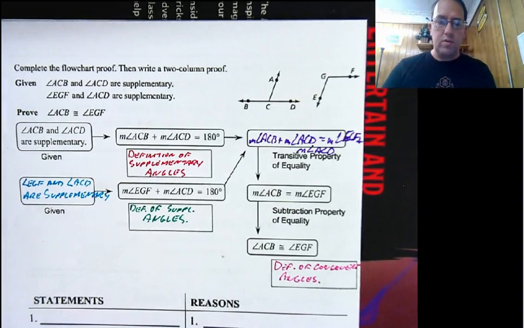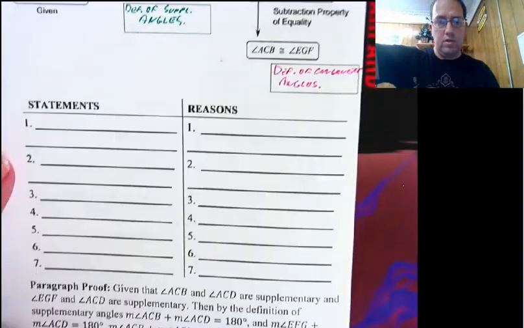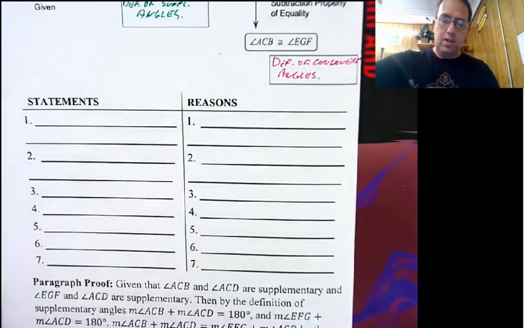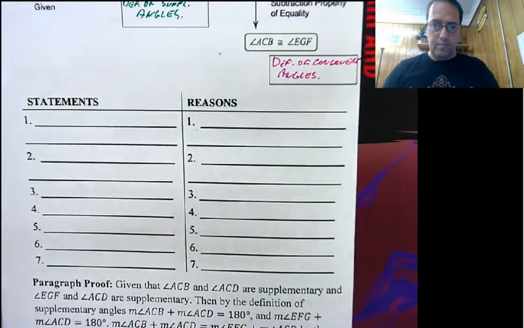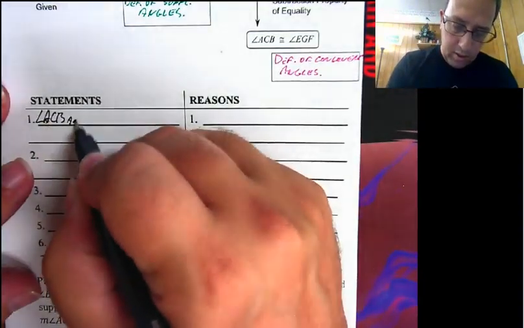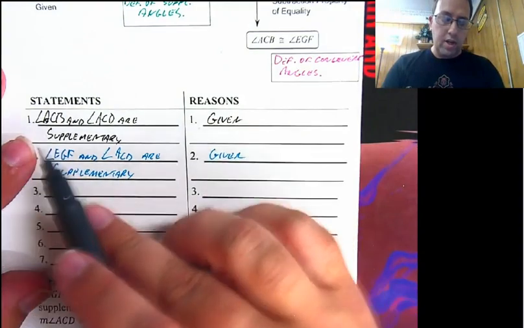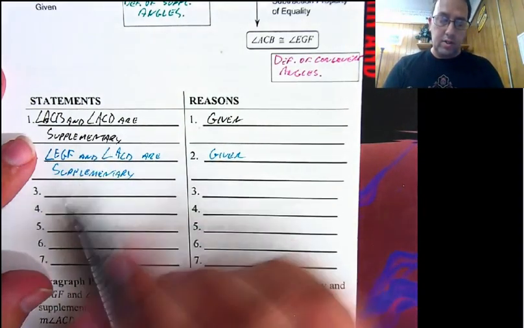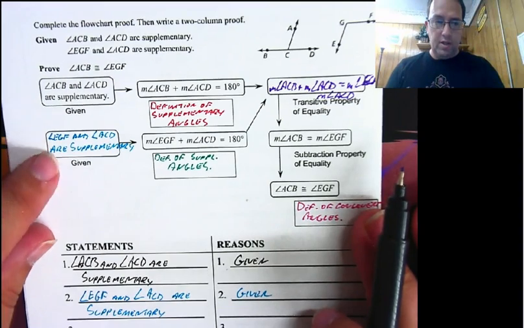All right. Now what we're going to do is this exact same proof, but as a two-column proof. Okay? So here we go. Let's move this up so we can look at this as a two-column proof. Statement one, of course, we start with the given information. So let's put that down. Angle ACB and angle ACD are supplementary. Angle EGF and angle ACD are supplementary. Both of those we know because they were given right here.